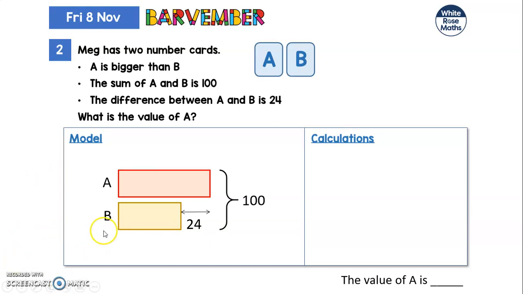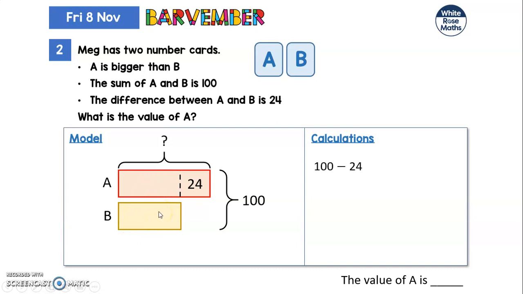So this curly bracket at the end here is showing that these 2 bars add to make 100. Now, this 24 here is telling us that if we were to section off this bar here, that would also be 24. And this bracket has appeared here because the question is find the value of A.